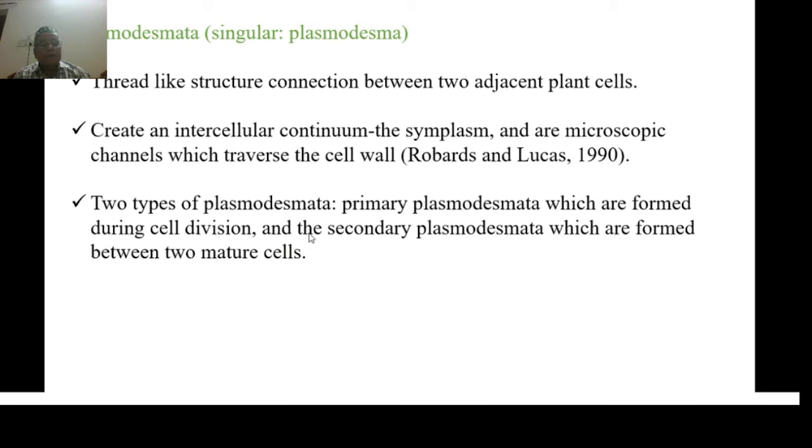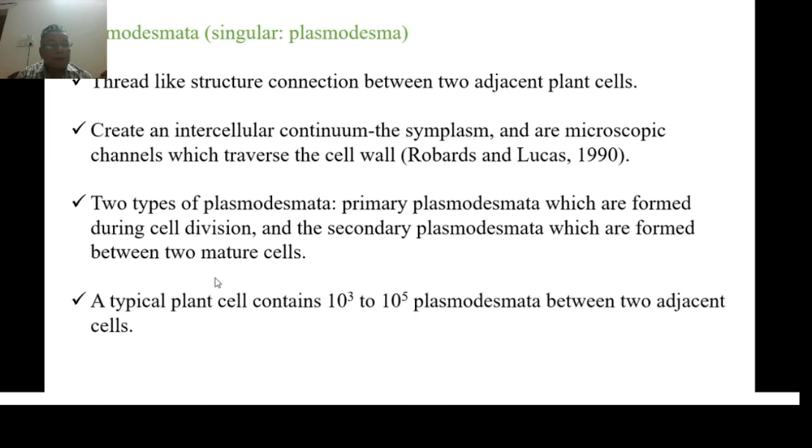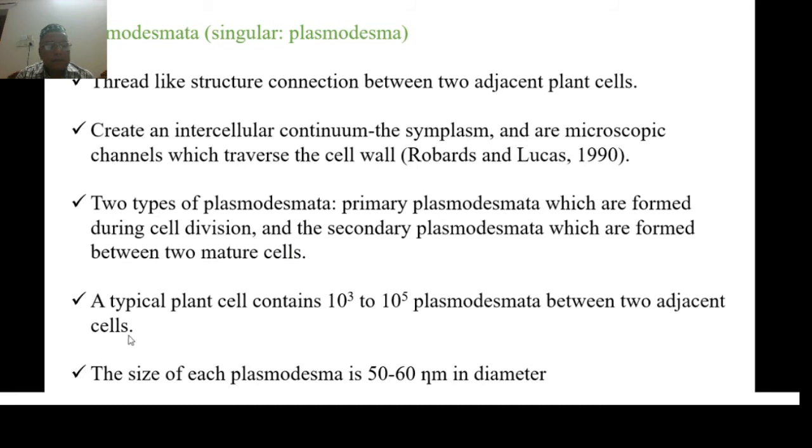Two types of plasmodesmata, primary and secondary. Primary is formed during cell division and secondary in the mature cell. A typical plant cell contains 10 to the power 3 to 10 to the power 5 plasmodesmata between two adjacent cells. The size of plasmodesmata is 50 to 60 nanometers in diameter. So those are the main characteristics of plasmodesmata.